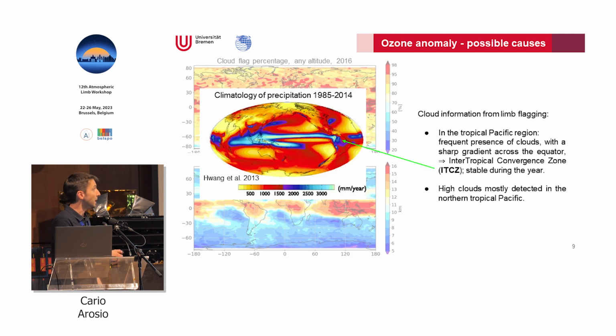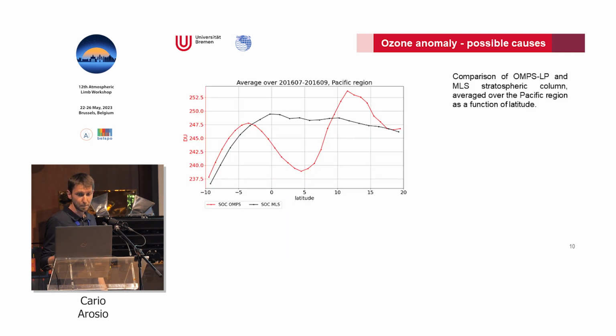As you can see here in this plot from another paper investigating the precipitation climatology, the ITCZ is pretty stable during the year in this region, and it really stretches across the Pacific. So we took a closer look at the Pacific region.